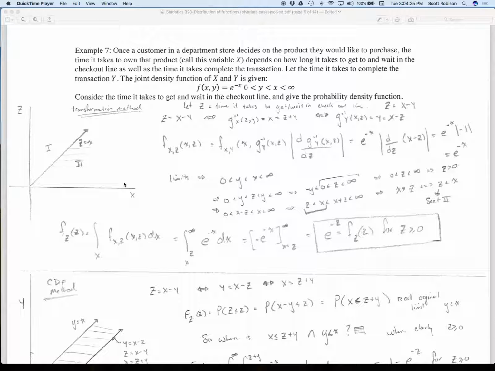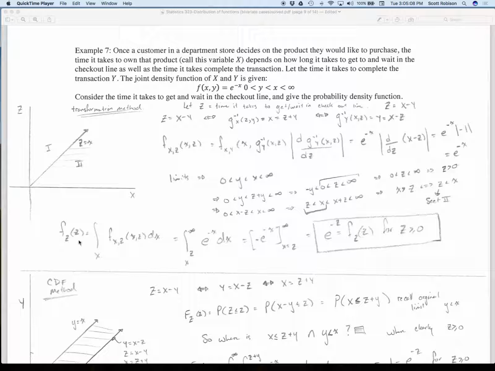When we are making a graph of this whole thing, then we know which area we're actually looking for here. If z equals x, that means it took you 0 time to find the product, and all the time was spent in the lineup. Then here's the minimum time it could have taken, all the way up to infinity. So that's the bound that we're interested in.